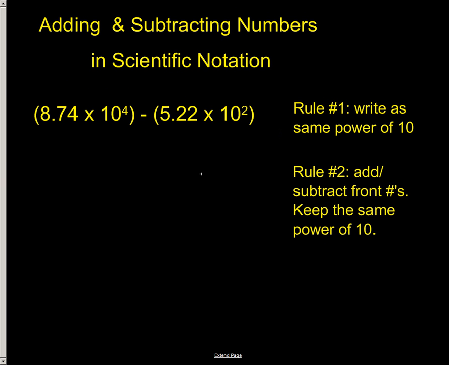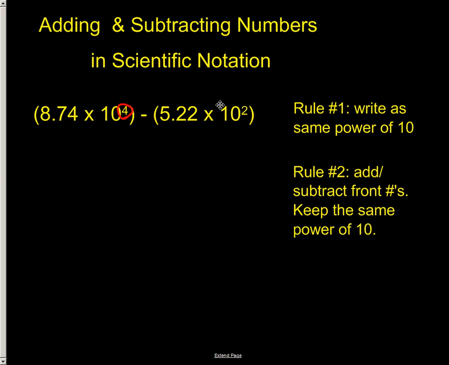Now, let's look at a subtraction problem. Adding and subtracting numbers in scientific notation, that's what we're doing, and so we've done one addition problem. Now let's look at the subtraction problem. There are two basic rules. Number one, write as the same power of 10. And number two, add and subtract the front numbers, whichever's needed, and keep the same power of 10. So rule number one, write as the same powers.